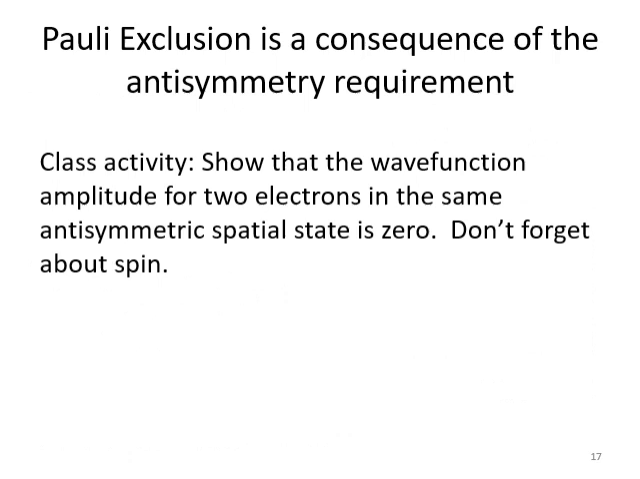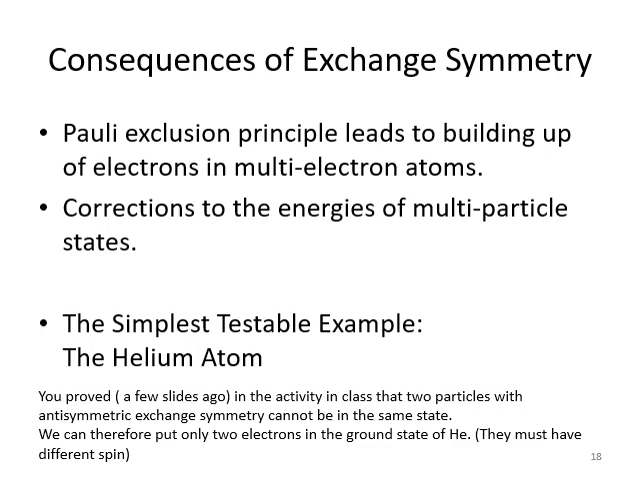The Pauli exclusion principle, the one that you learned about in chemistry, is a consequence of the anti-symmetry requirement. And in class on Tuesday, we are going to go through an activity in which you are going to show that the wave function amplitude for two electrons that happen to be in the same anti-symmetric spatial state is 0.